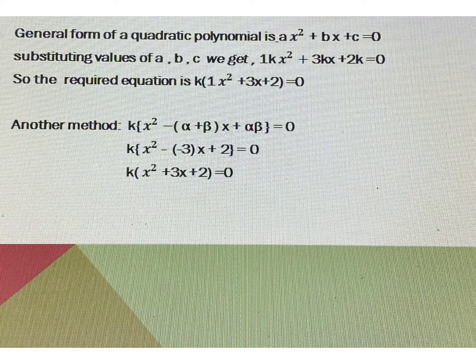Now there is another method also for finding the equation when sum and product of zeros is given. That is, you have to substitute the values of sum and product which is given to you in the given equation. The equation is k into x square minus alpha plus beta x plus alpha beta is equal to 0. That is k into x square minus into bracket minus 3, which is the value of alpha plus beta given to us, into x plus 2, which is the value of alpha into beta given to us. Therefore we get k into x square plus 3x plus 2 is equal to 0, which is the required equation.